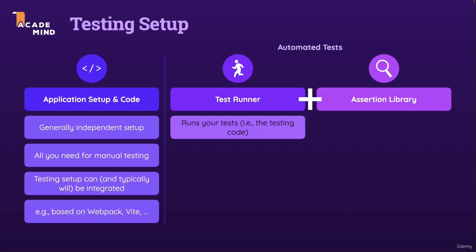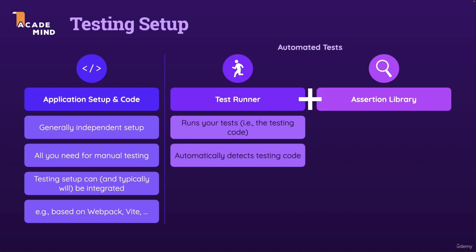Such a test runner typically automatically detects your testing code as long as you place your testing code in certain files that follow a certain naming schema, but you will learn more about that later. The test runner then also is responsible for executing your tests, gathering the results of these tests, and displaying the results of these tests.